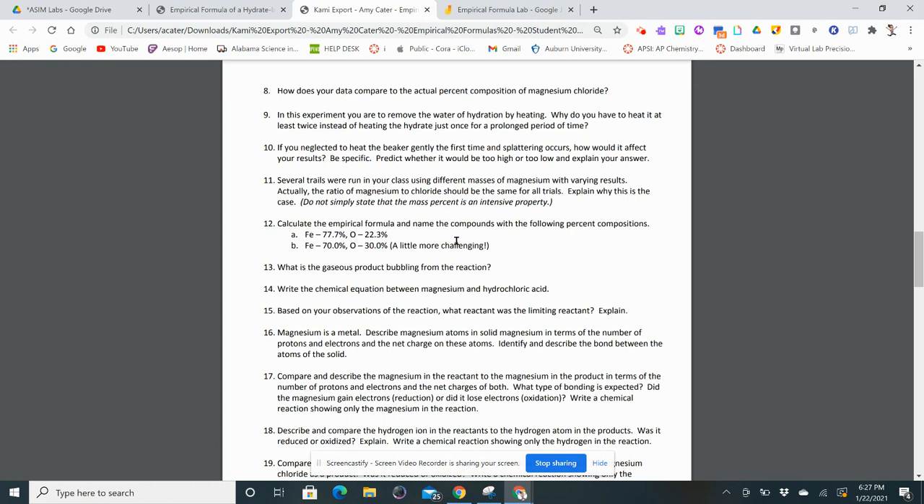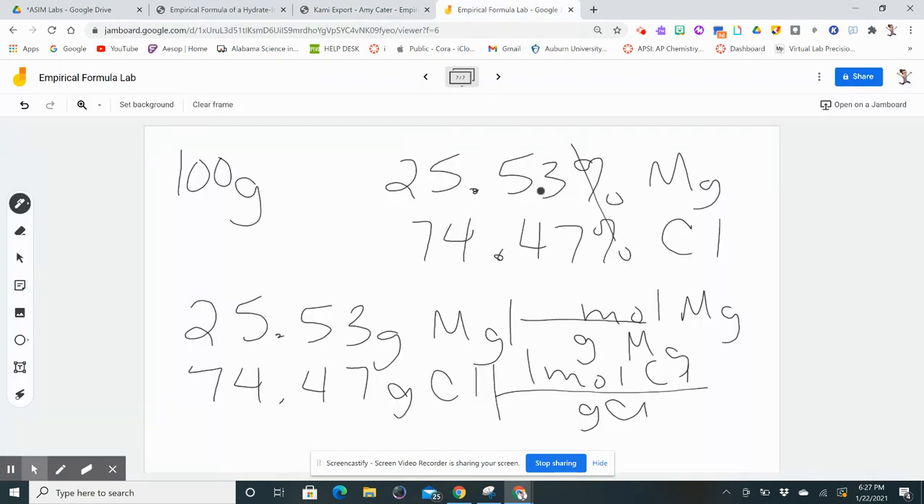Okay, on number 12, they're just asking you to work out that problem. It's an empirical formula problem, and there are 2 separate problems here. You are given the percentages, and that's all you're given. So if all you're given is percent, then you're asked to find the empirical formula. You're going to need to make that big assumption that you have 100 grams. And so then you're going to work it out just like you worked this one out. Okay?